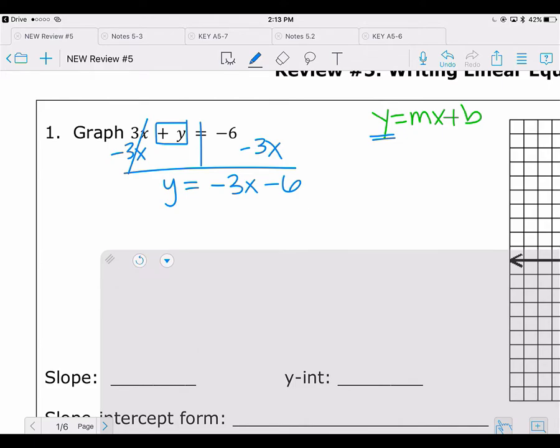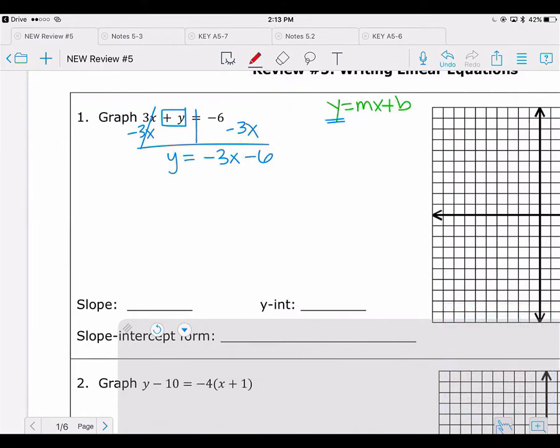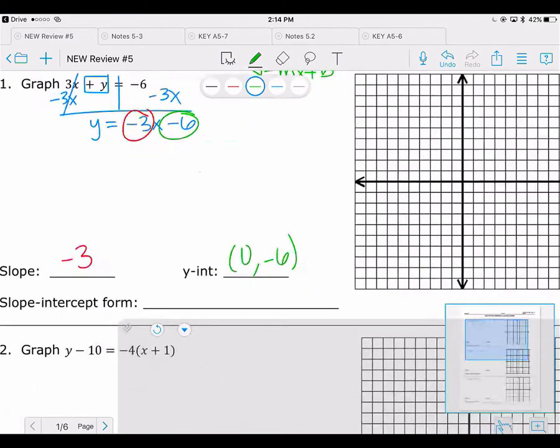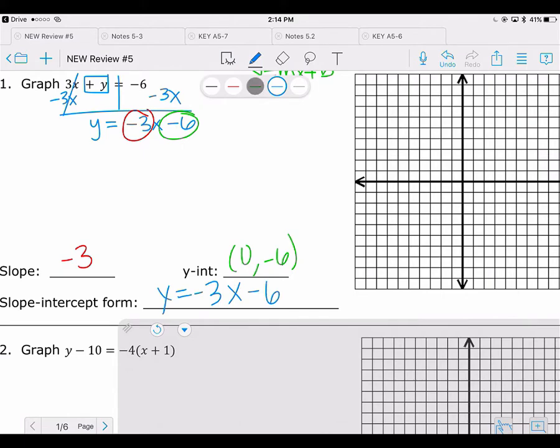Now, y is completely by itself, so I'm ready to identify my slope and my y-intercept. Remember that slope is always found next to x. My y-intercept is always what follows and is the point 0, negative 6. And then slope-intercept form is what we just found in blue. y equals negative 3x minus 6.